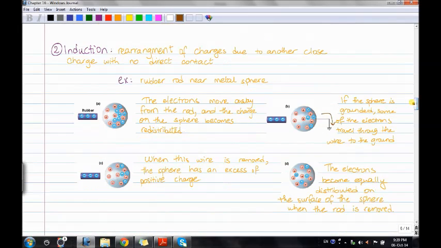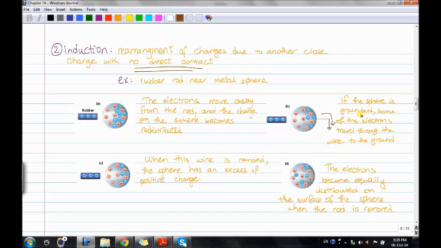Now the second way is induction. Induction is the rearrangement of charges due to another close charge with no direct contact, not like conduction, which is with direct contact. An example is a rubber rod near a metal sphere. As you can see here, the electrons move away from the rod to the right side of the sphere, and the charge on the sphere becomes redistributed.